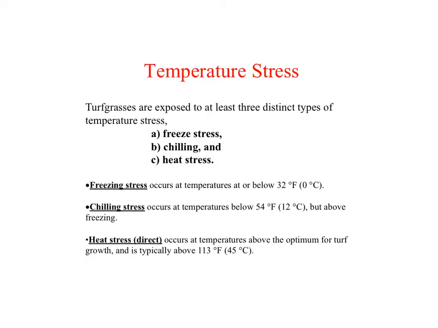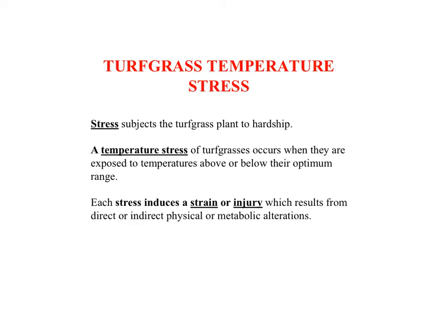To begin, temperature stress occurs when plants are exposed to temperatures outside their optimum for growth and development. In addition to heat stress, two other major temperature stresses, freeze and chilling, can occur, which will be discussed in a future module. A stress subjects a turfgrass plant to a hardship. These stresses can cause an indirect or direct strain or injury, resulting in a physical or metabolic change in the plant.